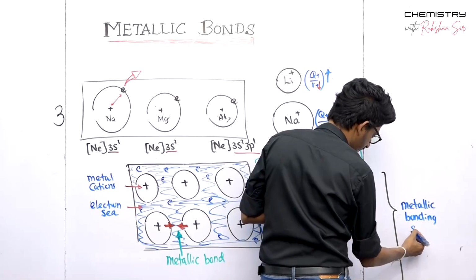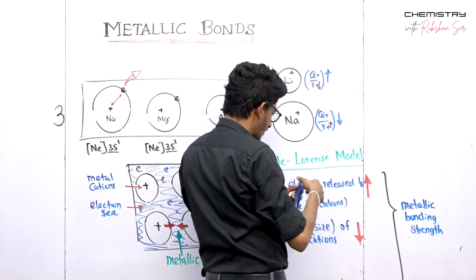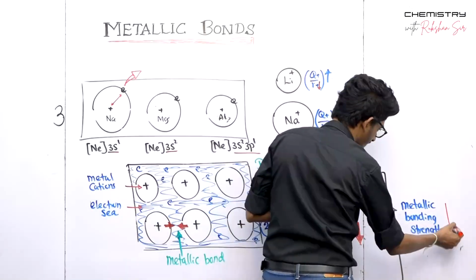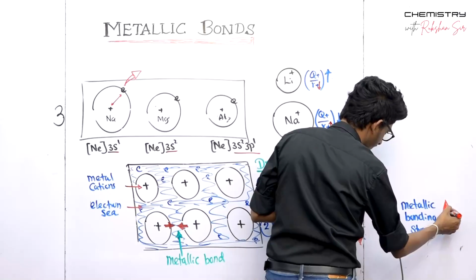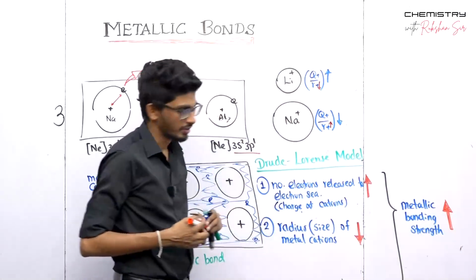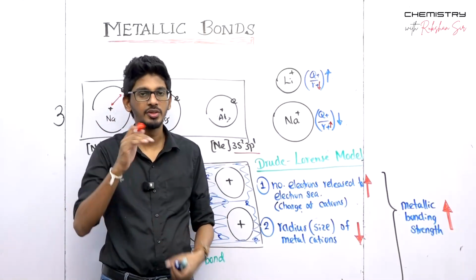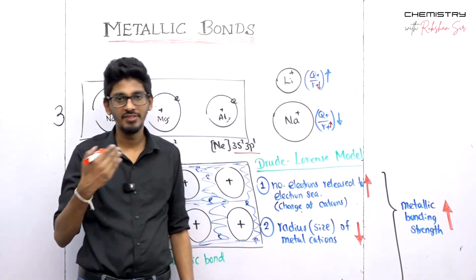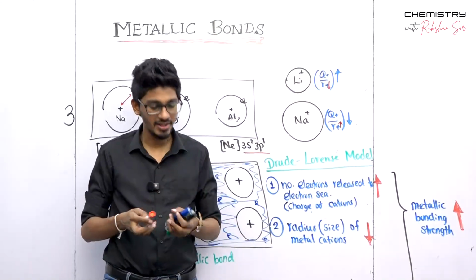Metallic bonding strength will be high when you have a smaller radius, as well as when you are releasing a greater number of electrons to the electron sea, right? Those are the two major factors affecting the metallic bonding strength. But when it comes to D block elements, another factor matters when you are supposed to compare the D block guys.